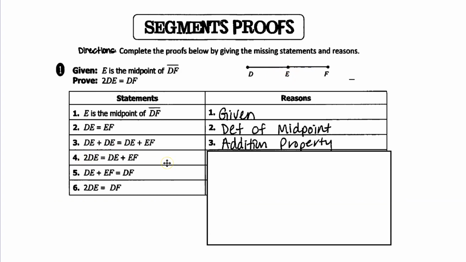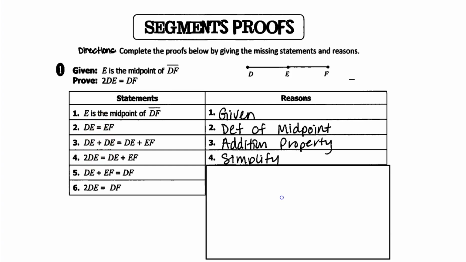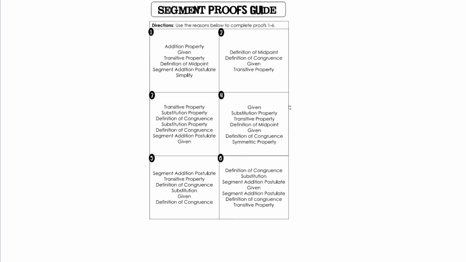2 DEs equals DE plus EF. Well, the only thing that happened here, notice, is it just combined the 2 DEs. It combined like terms or simplified. So let's go back and see what's going on here.